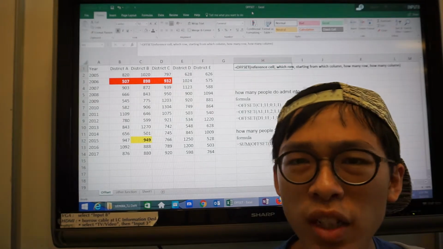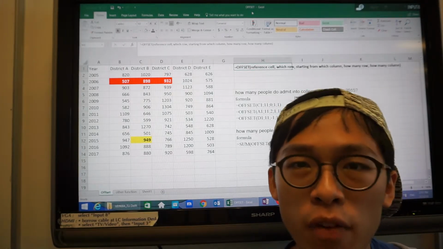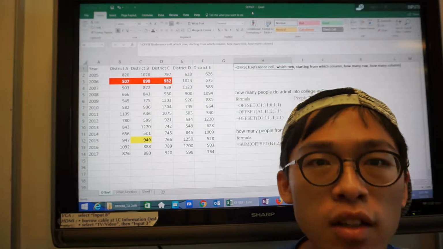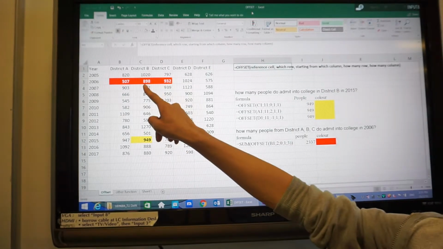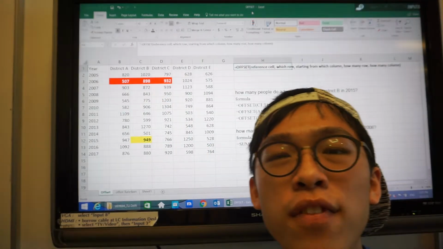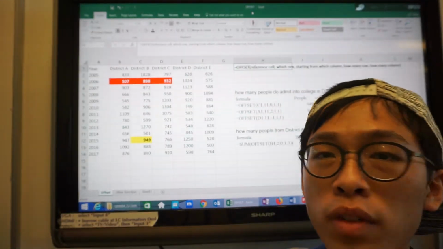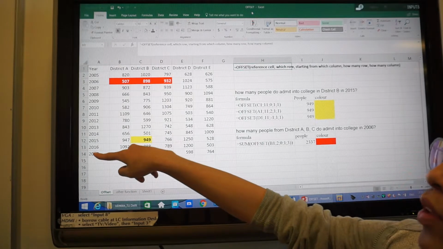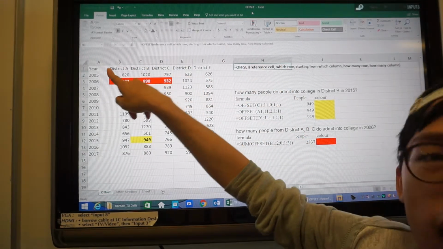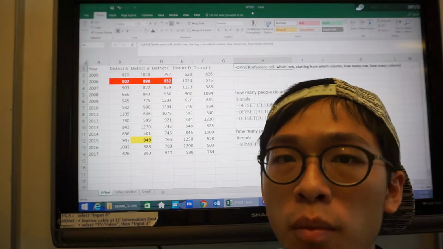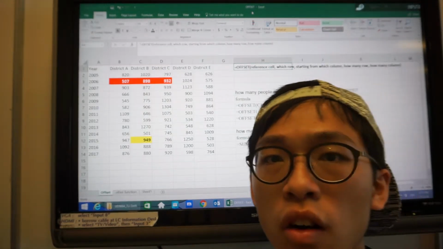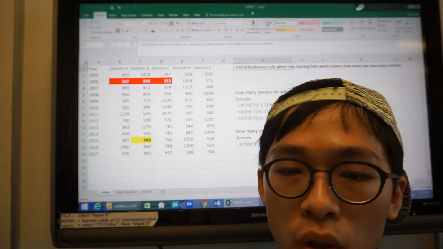So, why do we need to learn the offset function? If we're going to locate a range of data or a particular cell in our dataset, like here, we can use the offset function to help us by only knowing which year we are going to include and which district we are going to include. We don't need to know the exact number before any computation or anything that we're going to look for.